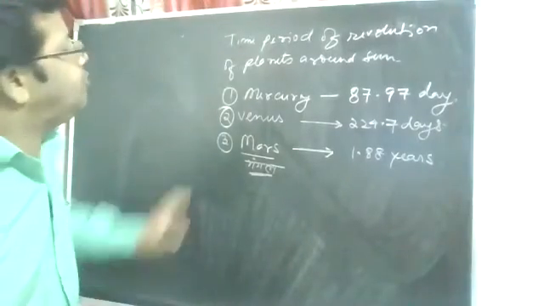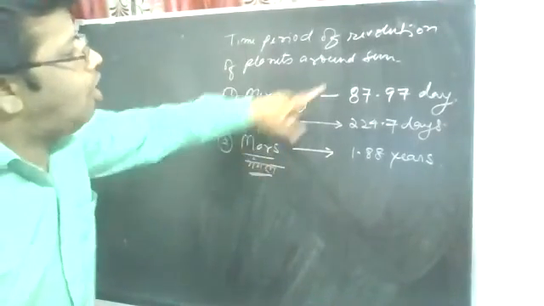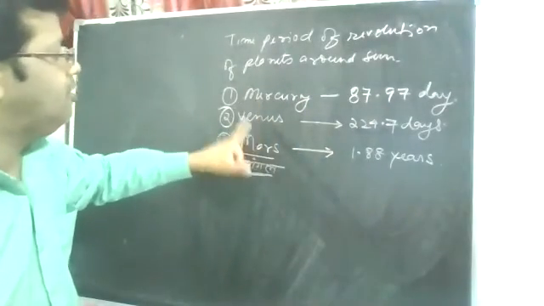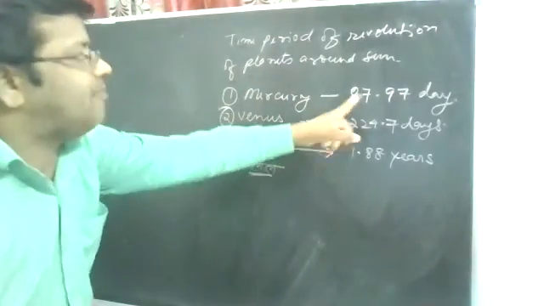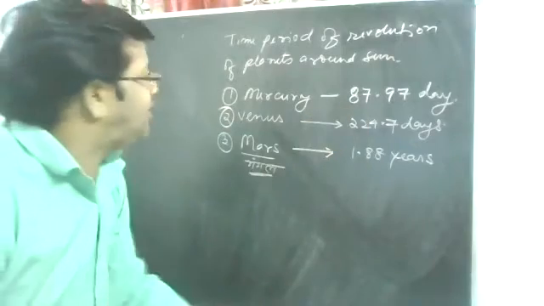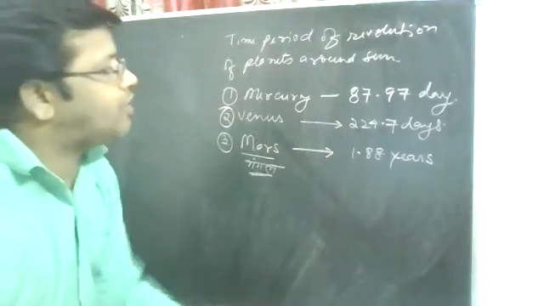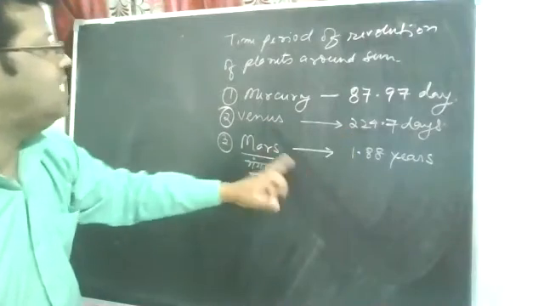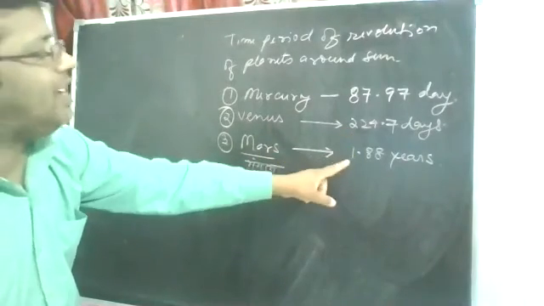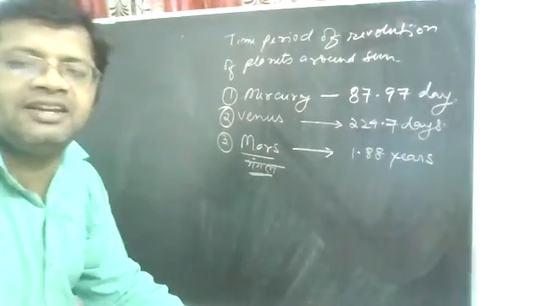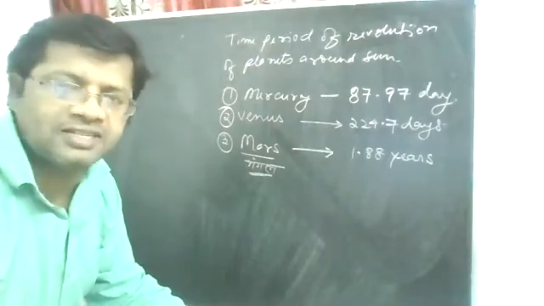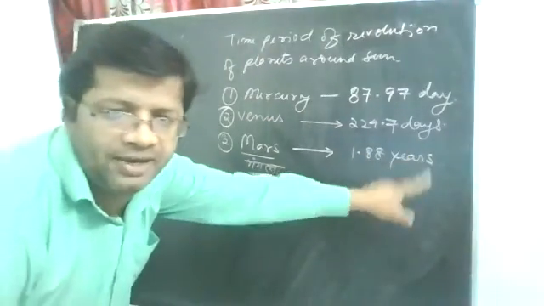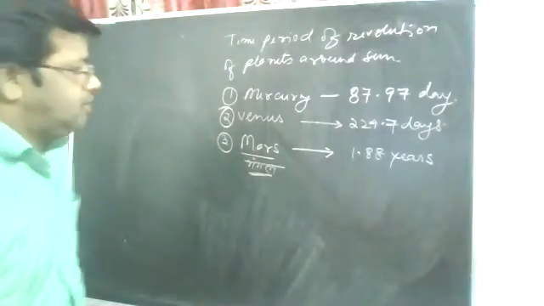Now see here, these are the time periods of revolution of some of the planets around the sun. For Mercury it is 87.9 days, you can take 88 days. For Venus it is 224.7, that is we can take 225 days. And for Mars we can take 1.88 years, that is 1.88 into 365 days.